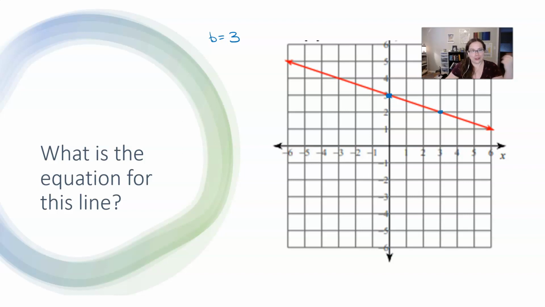So let's do rise over run. Rise is going to be -1, and then my run is going to be 1, 2, 3 in a positive direction, so +3. So my slope is going to equal -1 over 3, or -1/3. So my equation is y equals mx plus b. For m, I would put -1/3, and for b, I would put 3.